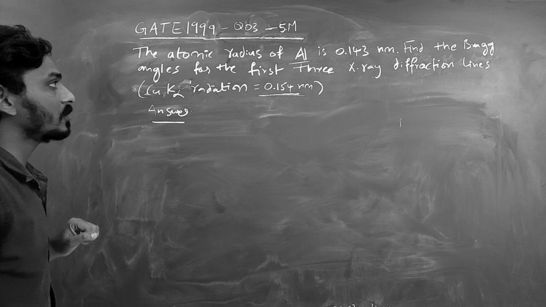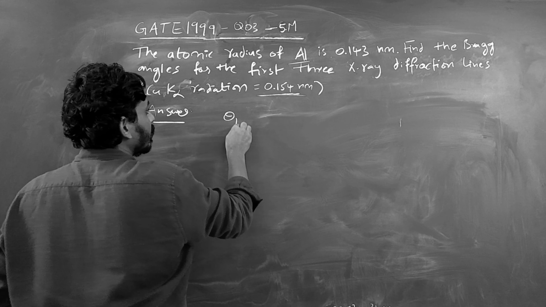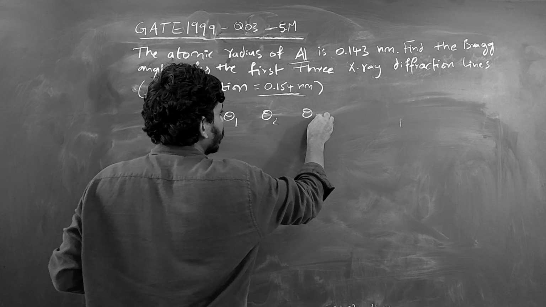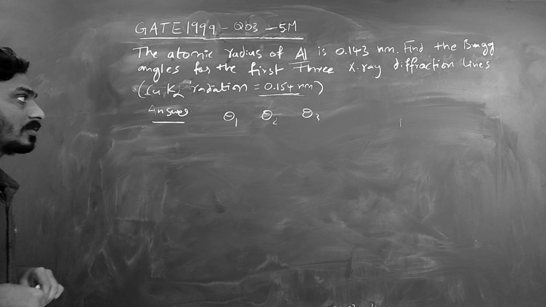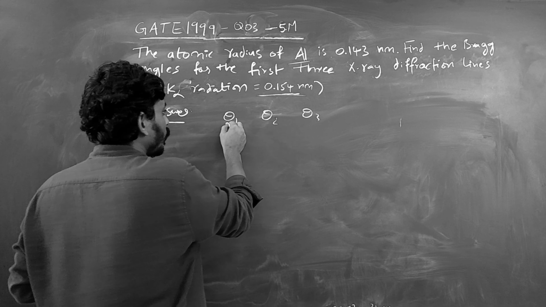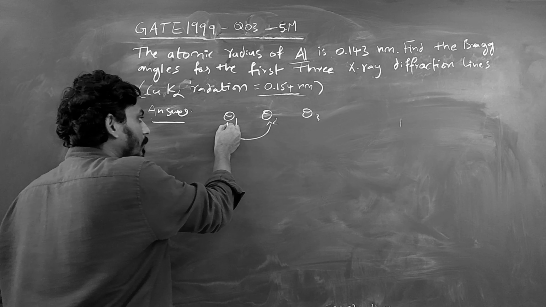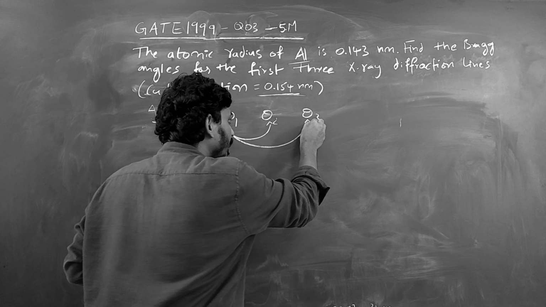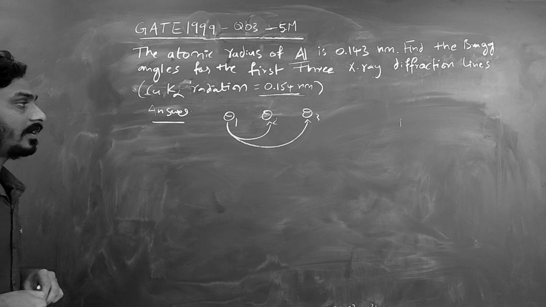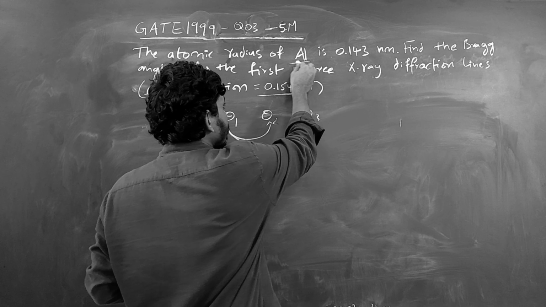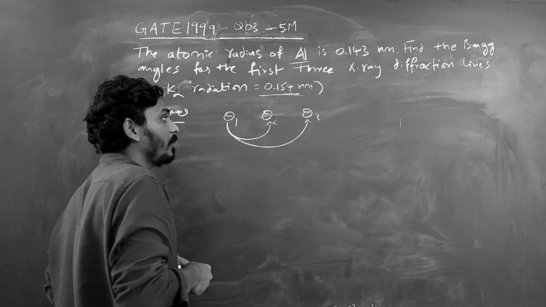So basically we are asked to find the values of theta 1, theta 2, theta 3. These are the first 3 Bragg angles, right? So that means if you know your theta 1, you can actually calculate your theta 2, and from theta 1, we can also calculate theta 3, because the sample is aluminium, and aluminium is an FCC.